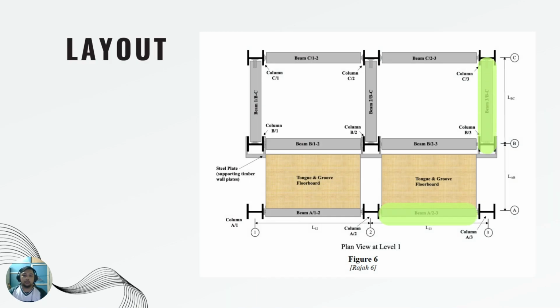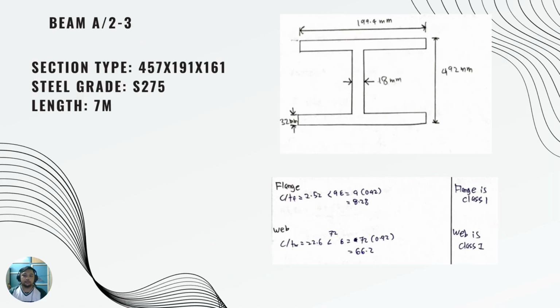I want to present about my parts. For my part, the beams I calculated are beam 3BC and beam A23. The column I calculated is A3, and the first part of the timber connection.